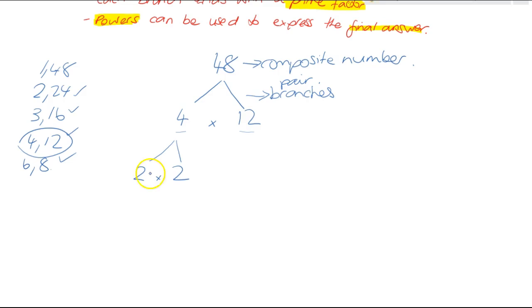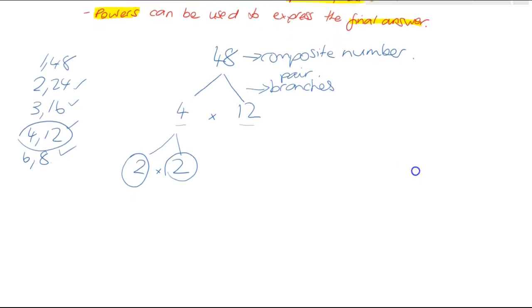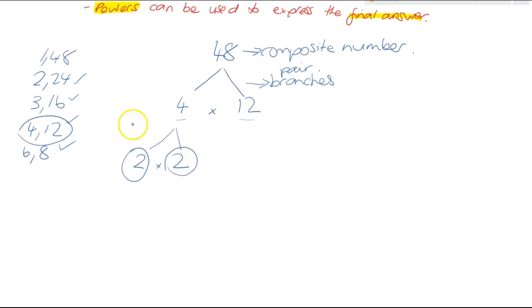Okay, just having a look here at the 2 and the 2, I should notice now that they are prime numbers, so I'm going to circle those. Now if we go back up to our definition, it says each branch ends with a prime factor. They are prime factors there. So I know that I can't make those any smaller or express those with any more factors. Okay, so I'm done with this side.